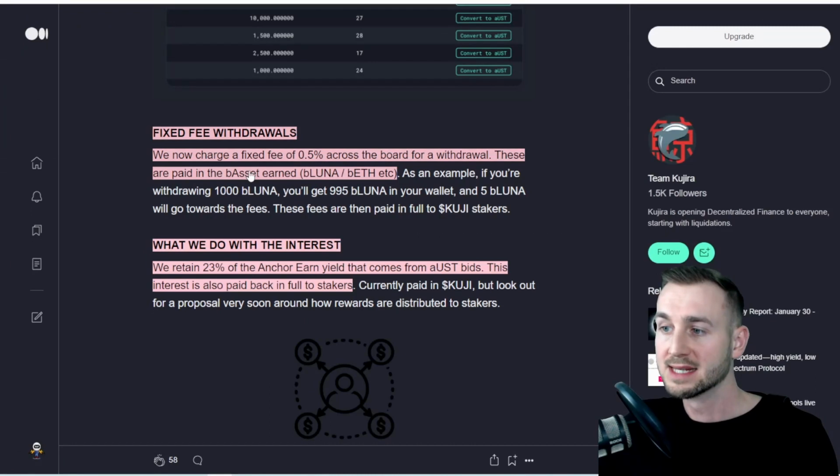So fees explained here, we charge a 0.5% fee across the board for a withdrawal paid out in the B asset. So if there's a 1000 BLUNA withdrawal, for example, 5 would then make their way into the staking pot. And on top of this, with the interest of Anchor yield, 23% of that is retained from the AUST bids, and this interest is also paid back in full to stakers. So BLUNA, BETH, and AUST accruing consistently day by day into the staking pot.